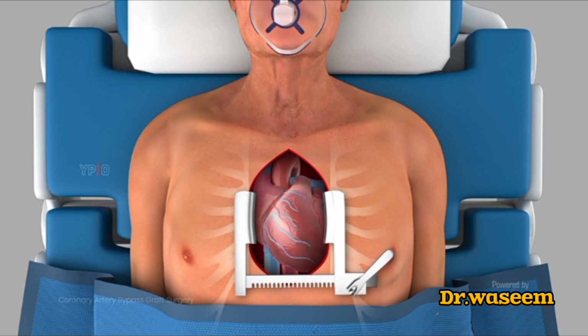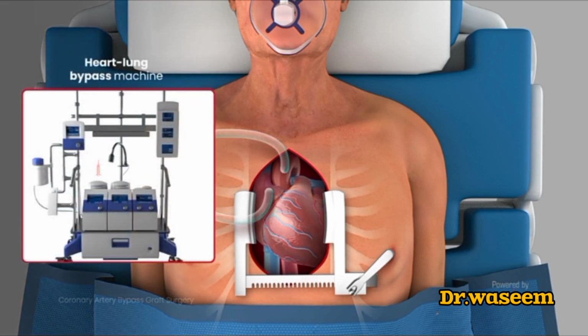Your surgeon will inject a medicine or use electric shock to stop the heart beating. While your heart is stopped, the blood will be redirected to a heart-lung bypass machine which functions similarly to your heart and lungs, supplying oxygen to the blood and keeping blood circulation moving.